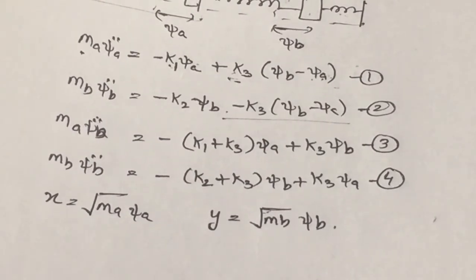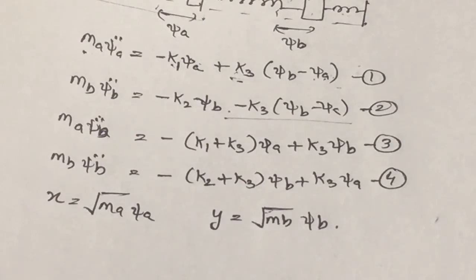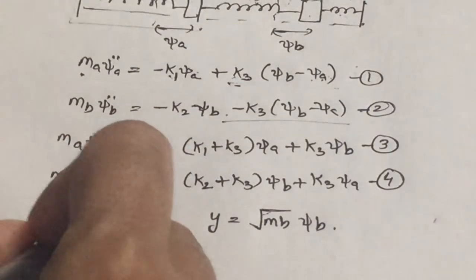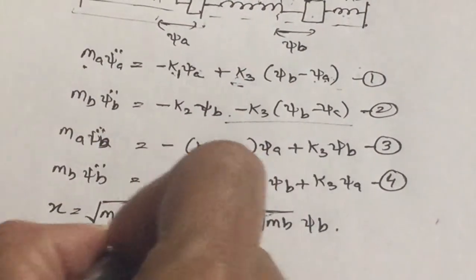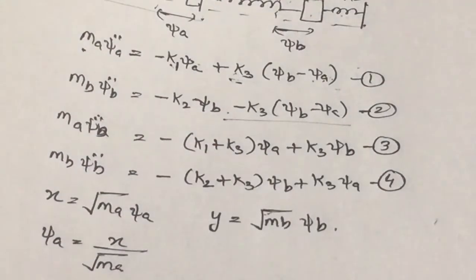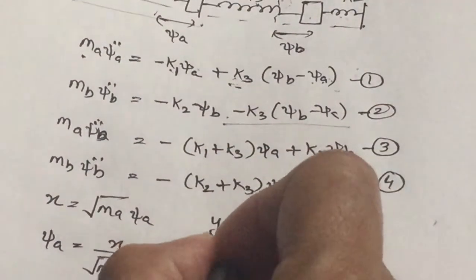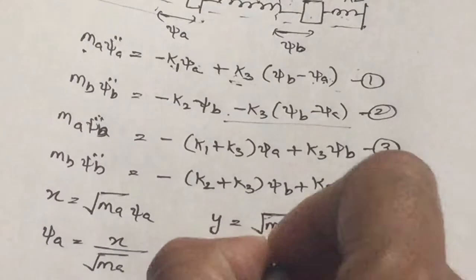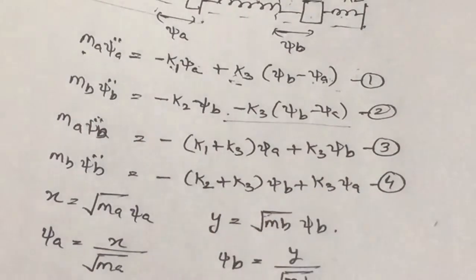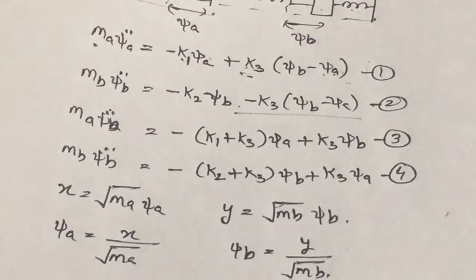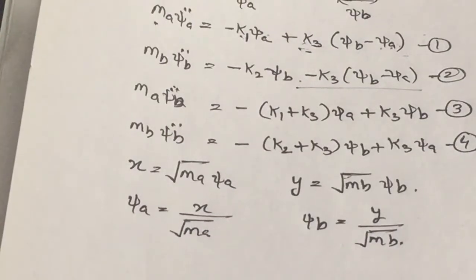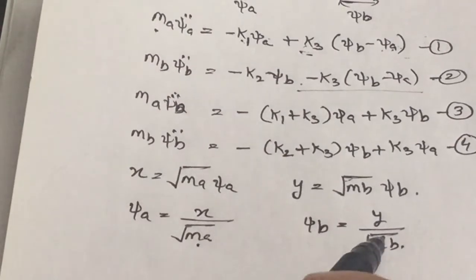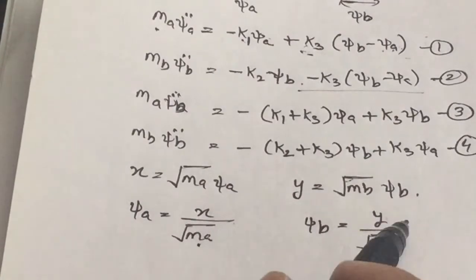Just put the values of psi a and psi b in terms of x, y, ma and mb. What will we get? We have psi a is equal to x upon under root ma from our x terms, and from y is equal to under root mb psi b, we will get psi b is equal to y upon under root mb. If we differentiate psi a one time with respect to time, then under root ma undergoes no differentiation, no change with respect to time. Similarly, this factor is also constant, only x and y will vary.